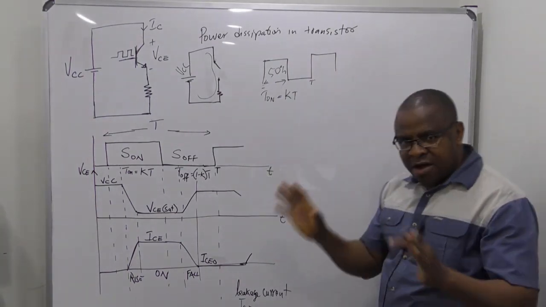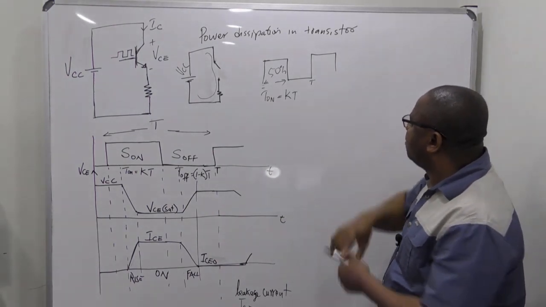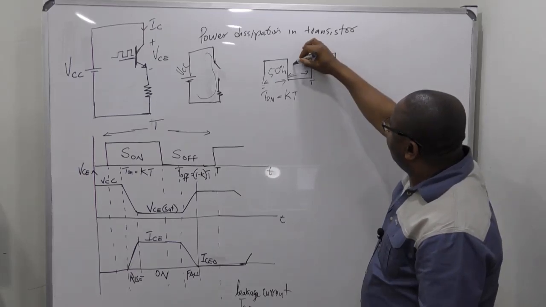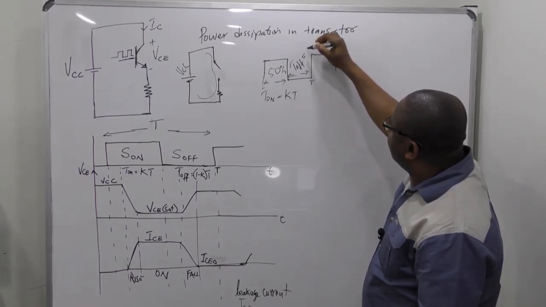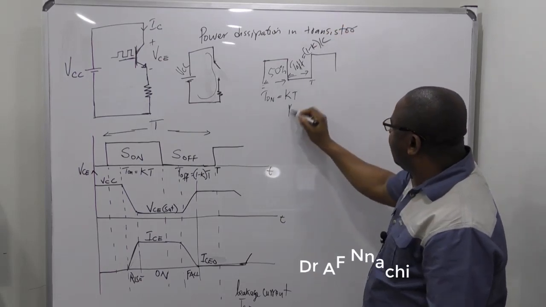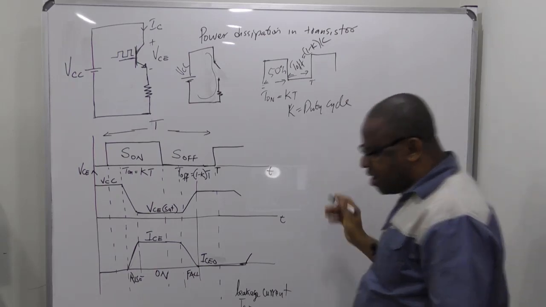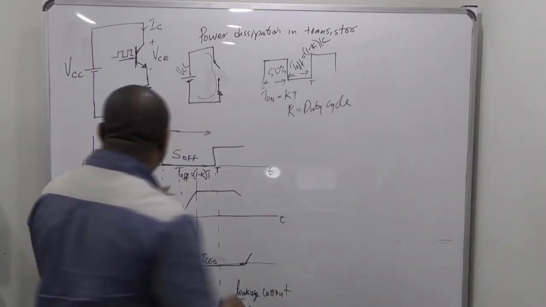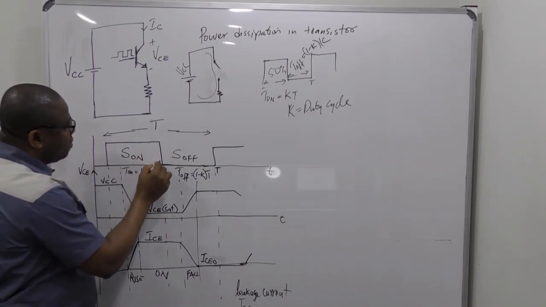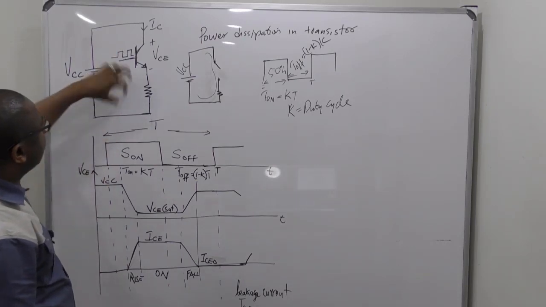So I will explain more about the duty cycle. Just have that T on equals KT, and T off is (1 minus K) times T, where K is what we call the duty cycle. I'll explain more on that. So this switch will switch on, off, on, off. Let's see now the voltages and currents.